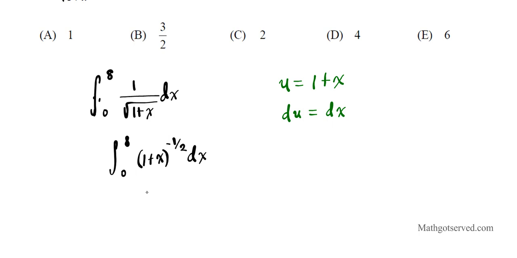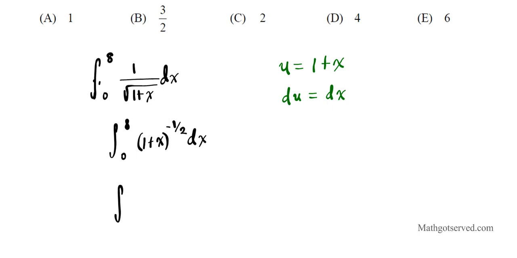All right, so let's make the substitution. I'm going to write this as the antiderivative. Remember, these are limits on x. This is x equals 0 as the lower limit and x equals 8 as the upper limit. So I'm going to express this as 1 plus x is u, so it's going to be u to the negative 1/2. dx is simply du. So this is a nice substitution.